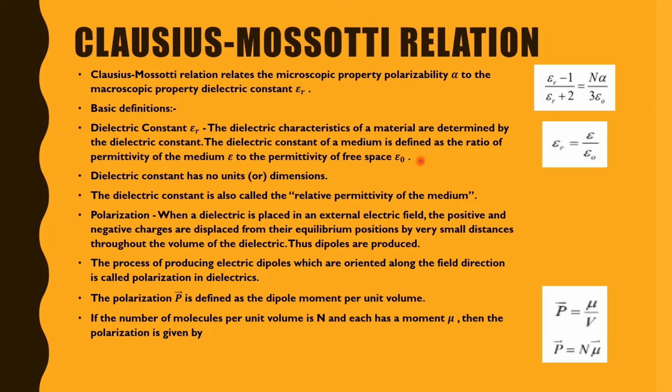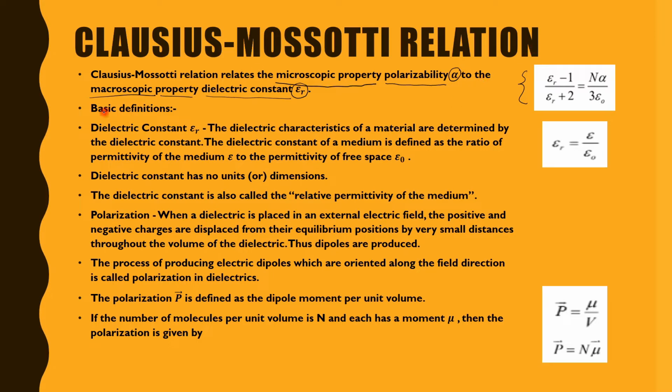So basically, the Clausius-Mossotti relation relates a microscopic property, polarizability, which is denoted as alpha, to the macroscopic property, that is the dielectric constant, epsilon r. The basic relation is (epsilon r minus 1) by (epsilon r plus 2) is equal to n alpha by 3 epsilon naught. So we need to derive this equation.